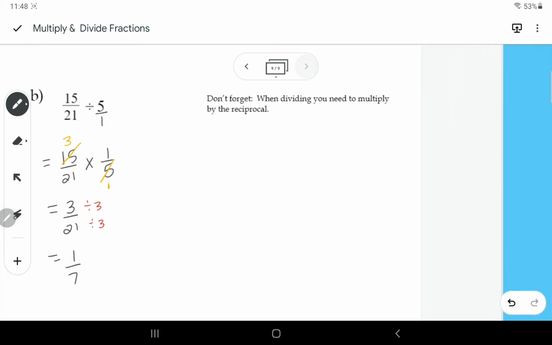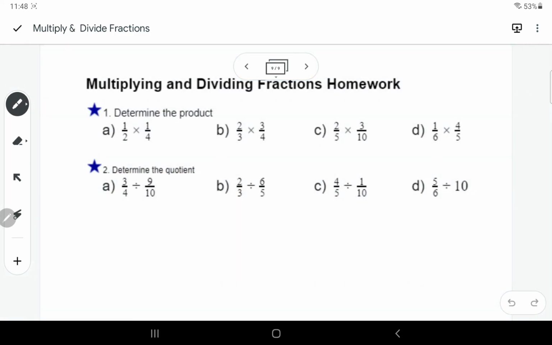The homework that goes along with this is in your booklet, and there's just 2 questions, and each of them are just 4 multiplying questions and 4 division questions. So go back and watch the video while you're doing these if you get stuck. They're very, very similar to the examples we've done.